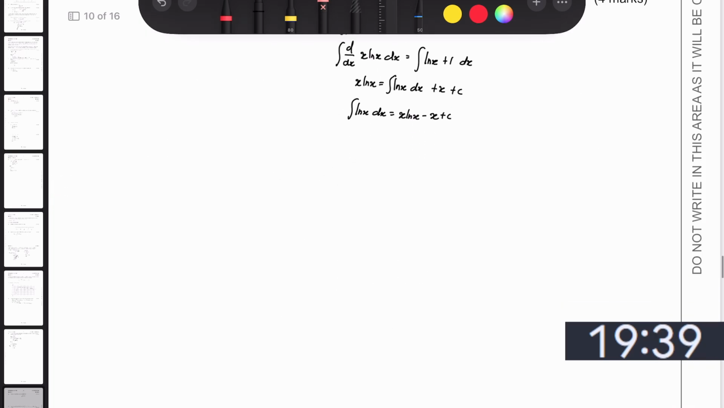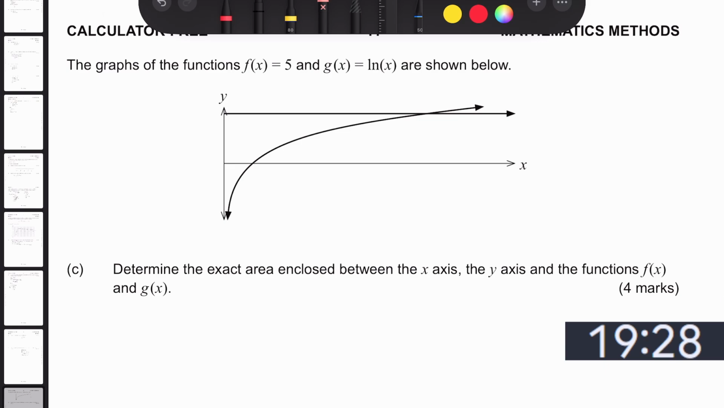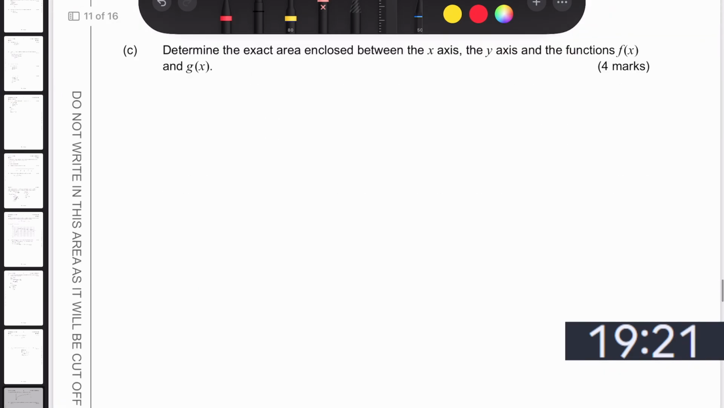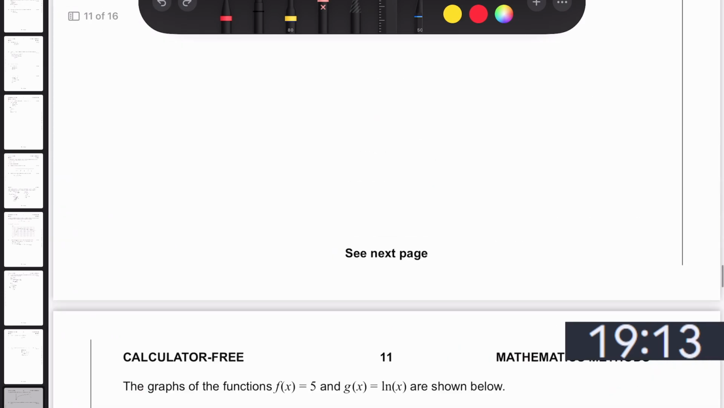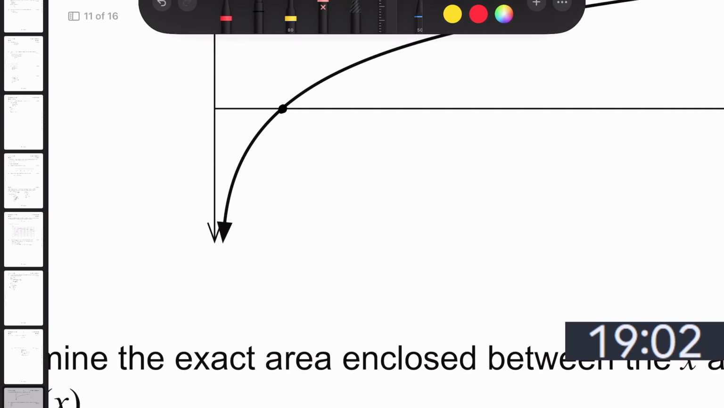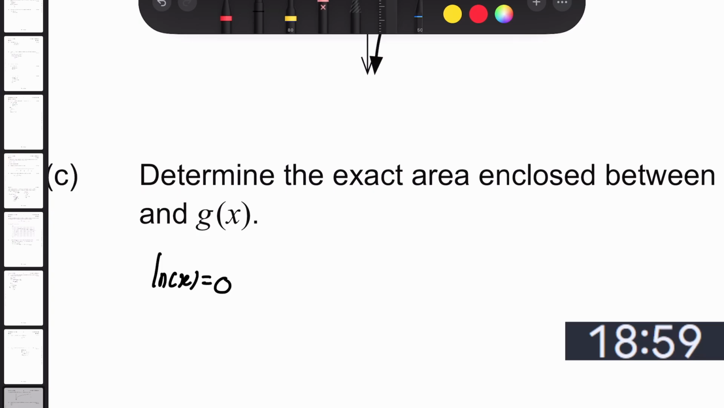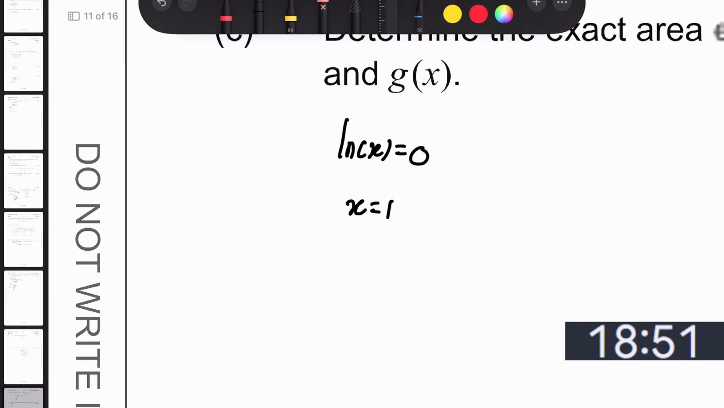Yeah, looks all good. And then down here, these graphs, f of x equals 5 and g of x equals ln of x are shown. Determine the exact area enclosed between the x-axis, the y-axis, and the functions f of x and g of x. The x-axis, the y-axis, so I want this area. So g of x is equal to ln of x. So say ln of x equals 1, x must equal e. Actually, sorry, no, not 1, it would be 0. x must equal 1, so this is 1. Therefore, it's that. And then ln of x equals 5 when x is equal to e to the 5.